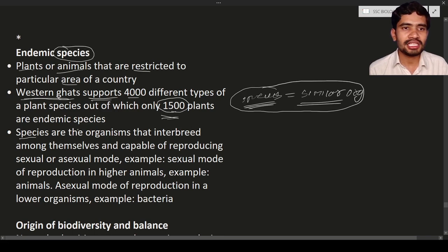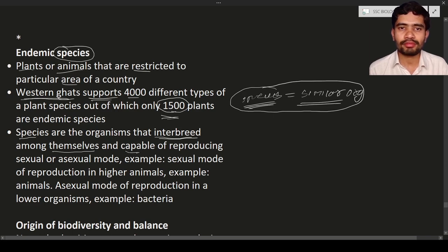These species interbreed among themselves. For example, dogs interbreed among themselves and give rise to dogs. Dogs will not interbreed with camels, and camels will not interbreed with giraffes, and so on. Species interbreed among themselves and give rise to their own young ones only. Puppies are given by dogs only, piglets are given by pigs, and so on.